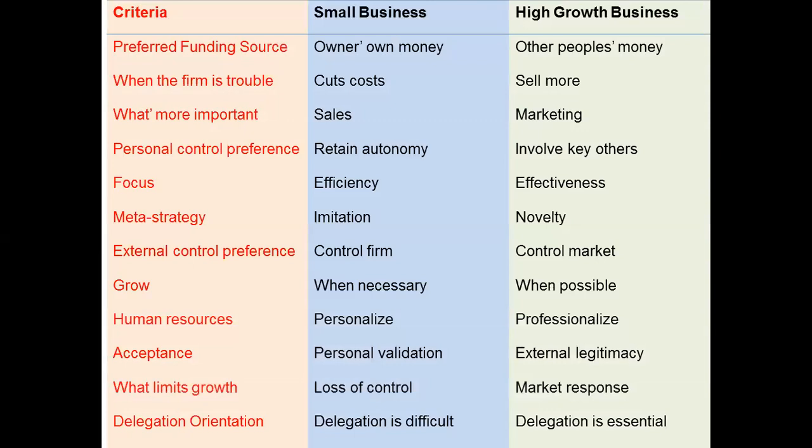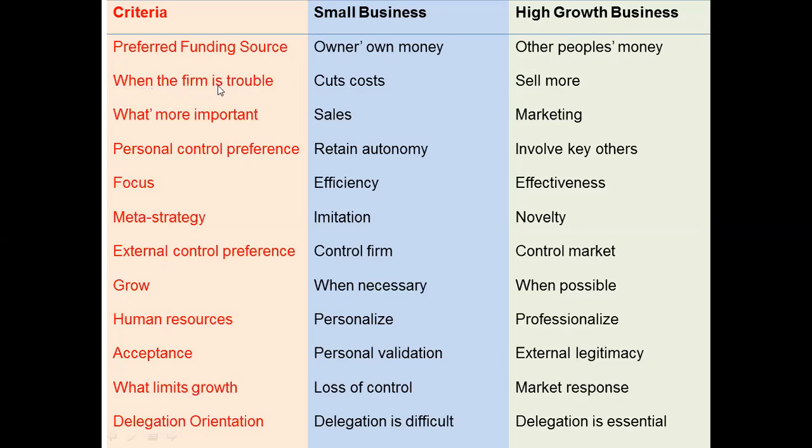So here we have compared the small businesses with the high growth businesses. In the first column, we have the criteria. So here we have the preferred funding source. For small business, the preferred funding source would be the owner's own money. Whereas if you are in a high growth business, you will be using other people's money, like venture capital, or the shareholders' money, or the money that you have raised through different means.